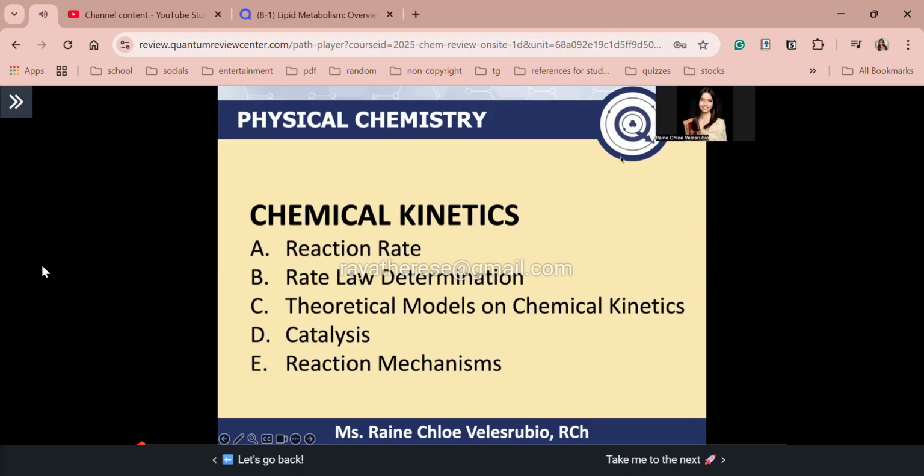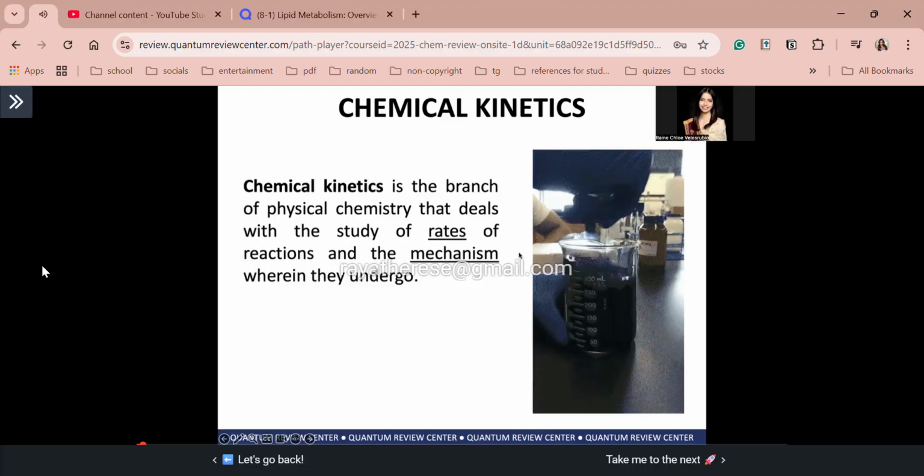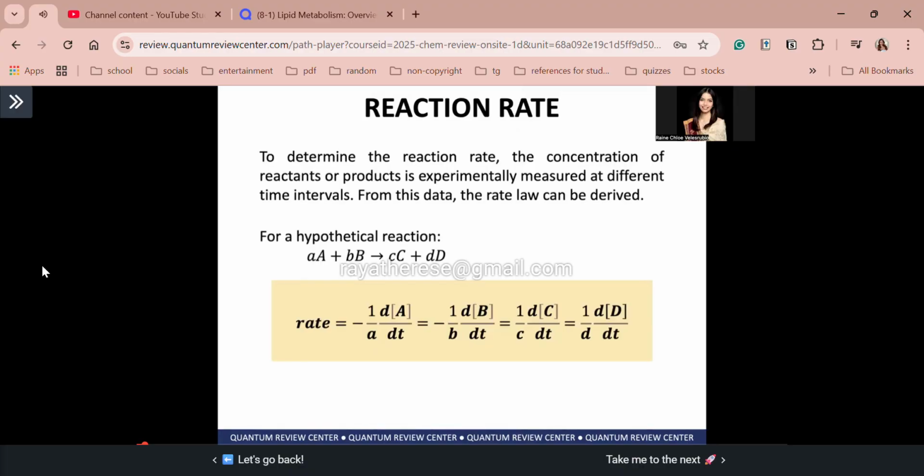That's G. Now, what is chemical kinetics? So chemical kinetics is a branch of physical chemistry that deals with the study of rates of reactions and the mechanisms they will undergo. Now, when we say reaction rate or the rate of a chemical reaction, it is related to how fast the concentration of reactants A and B and products C and D change over time.